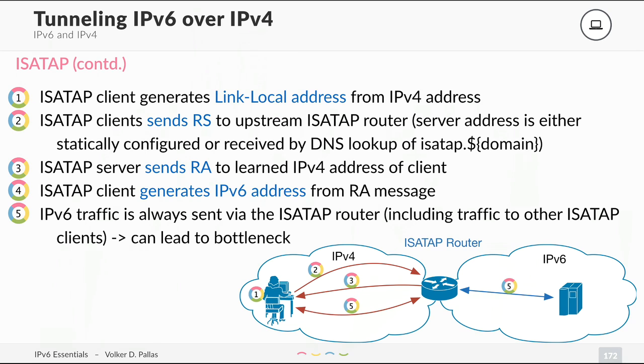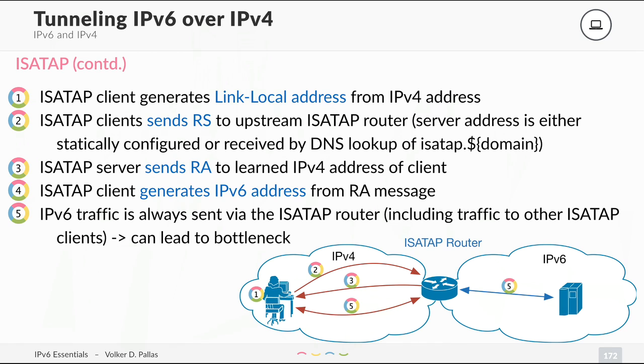The ISATAP server then sends back a router advertisement to the IPv4 address of the client, which it knows because it just received the packet. The client can then, based on this router advertisement, like in a real IPv6 network, generate an IPv6 address because it knows the prefix and it knows what else the router supplied.